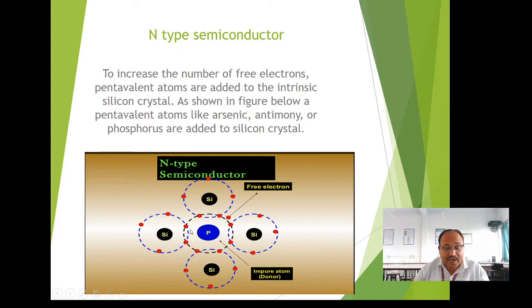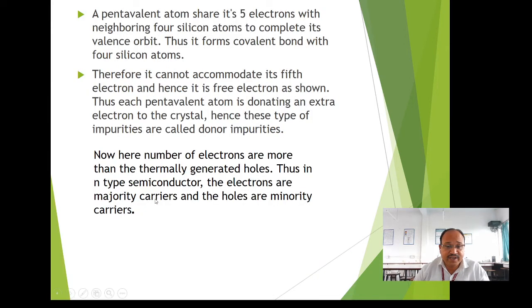But now, as we have added these 1 lakh phosphorus atoms, the number of electrons is the electrons which are generated due to thermal energy plus these 1 lakh electrons in the conduction band. These 1 lakh electrons are extra. Therefore, such a semiconductor where electrons are majority carriers and holes are minority carriers is called an n-type semiconductor.